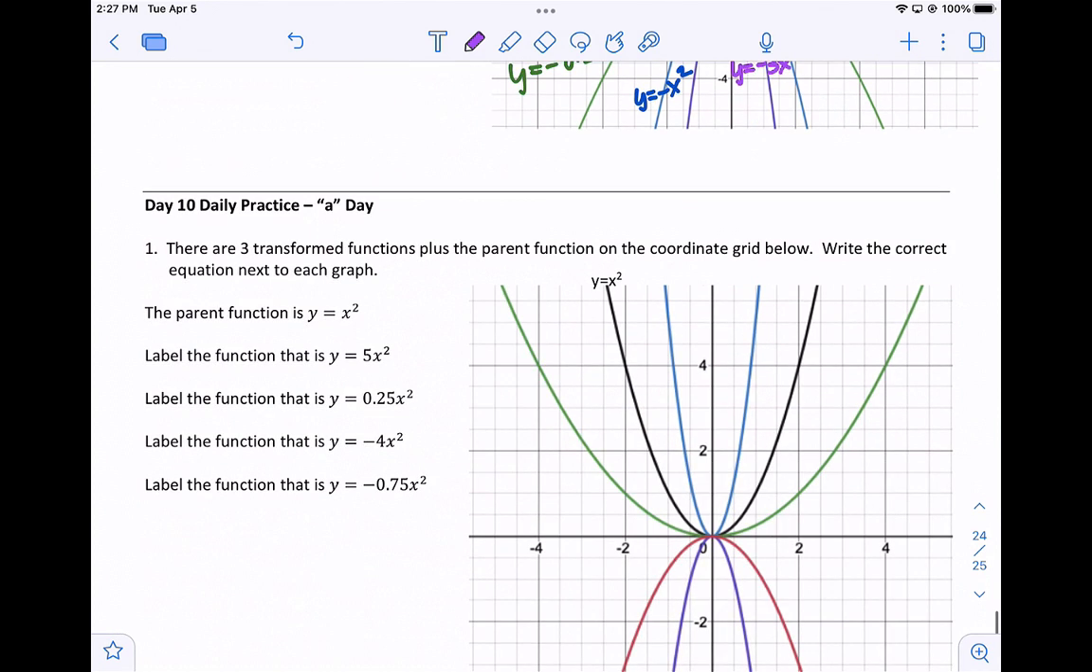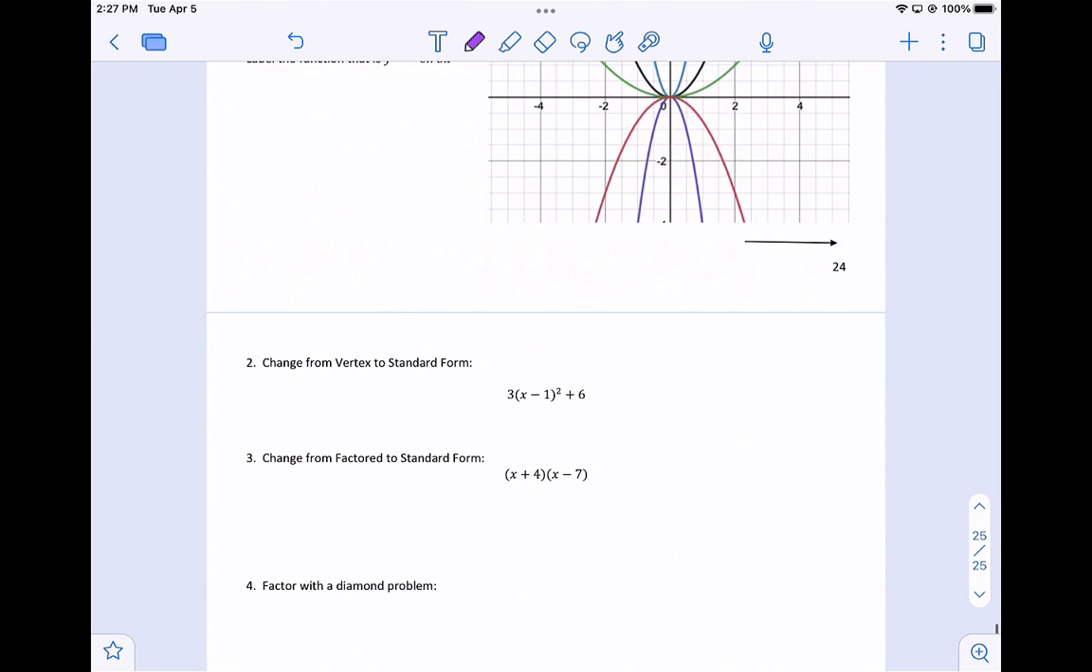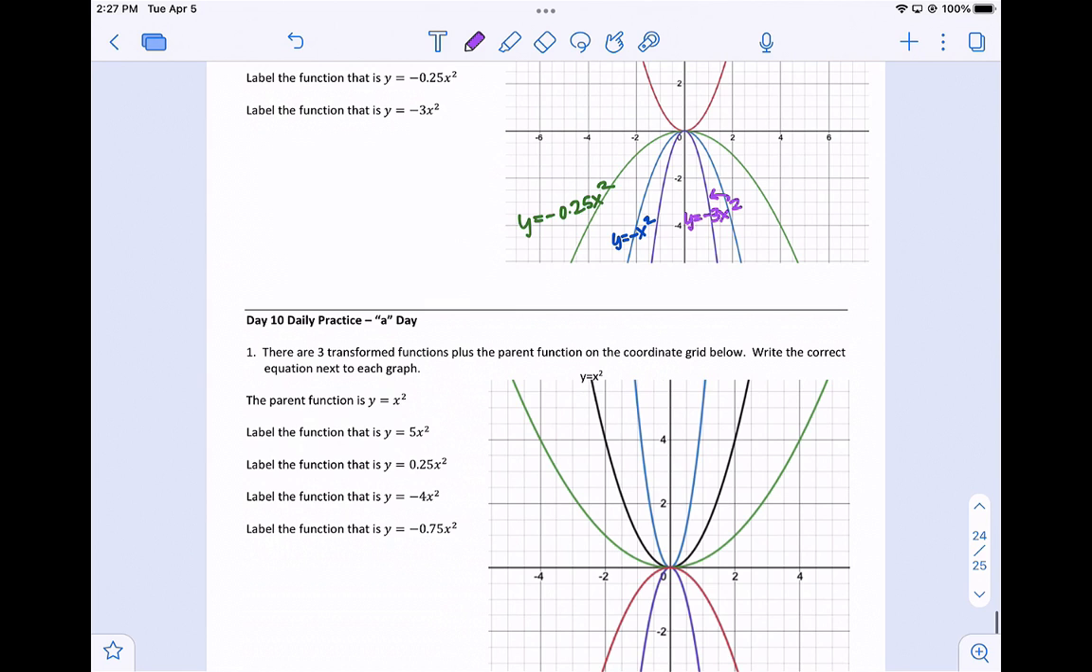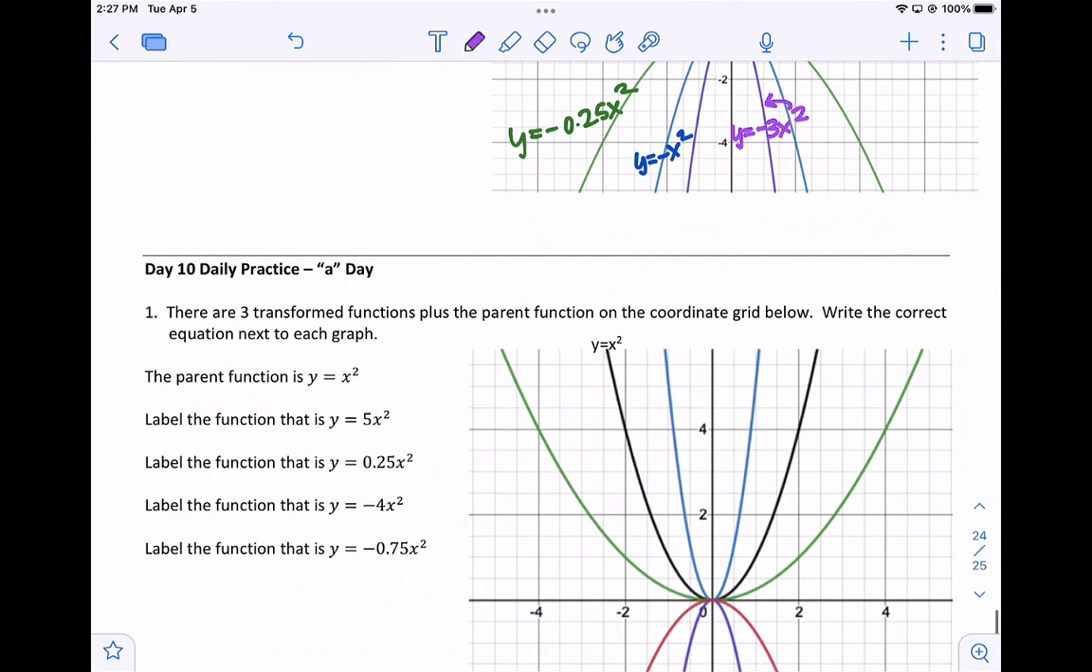So your goal today: what does the a value tell you about the graph? So you're going to go ahead and finish the rest of this packet for tomorrow, and let me know in class if you have any questions.